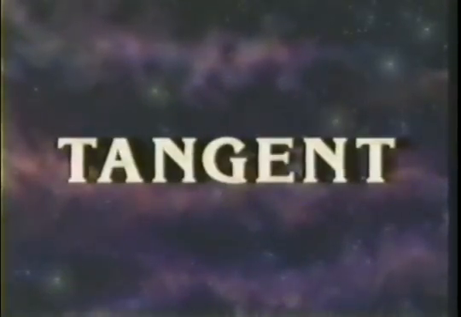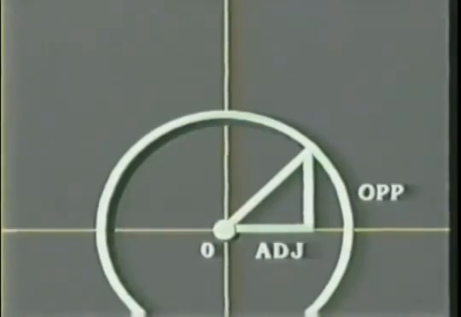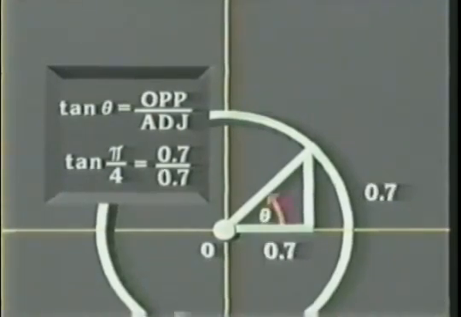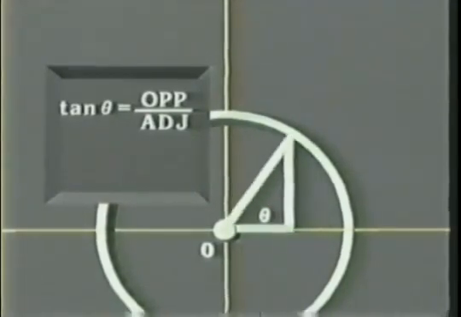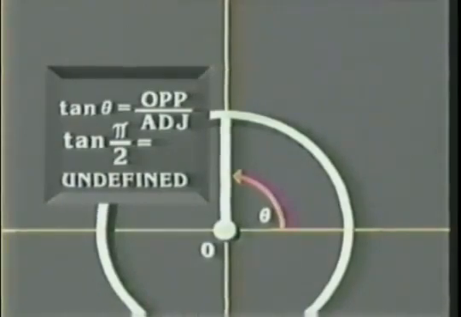Now let's have a look at the tangent function. If we go back to the unit circle, we find that at 0, the tan ratio is 0. As the angle increases, the opposite side grows larger and the adjacent shorter. At pi over 4, the sides are equal and the tangent is 1. At pi over 2, the opposite side has lengthened to 1, but the adjacent side is now 0. This means that the tangent ratio is undefined.